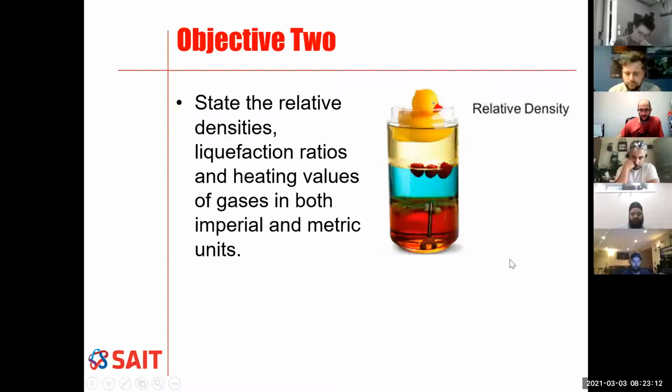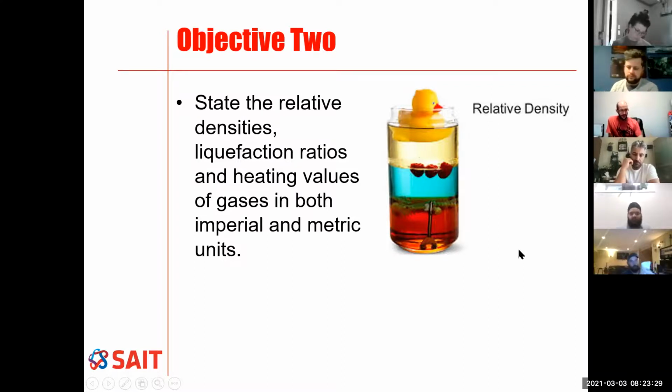So that was objective 1. Boy, you guys are pretty good. Thank you for paying attention. Thank you for staying awake. It's important that you stay awake. State the relative densities, liquefaction ratios, heating values of gases in both imperial and metric units.